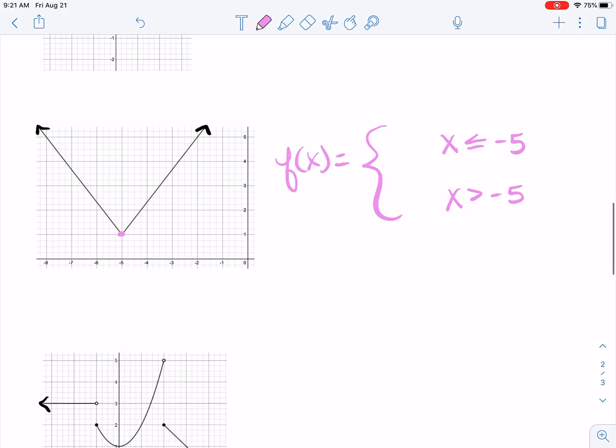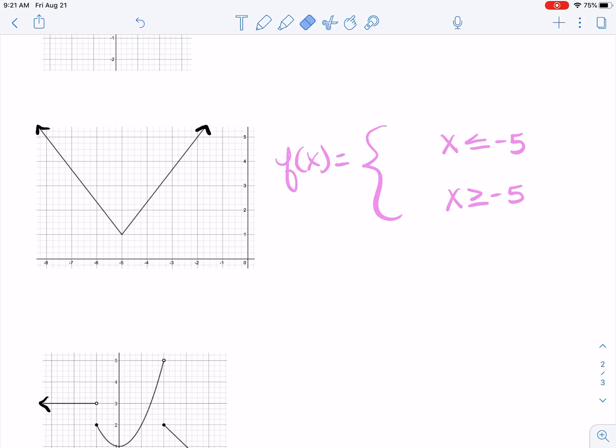So that could have meant it was closed and then open, or it could have been open and then closed. It could have been an open dot first and then I came back in and closed it in. Or it could have been closed for both. Okay?